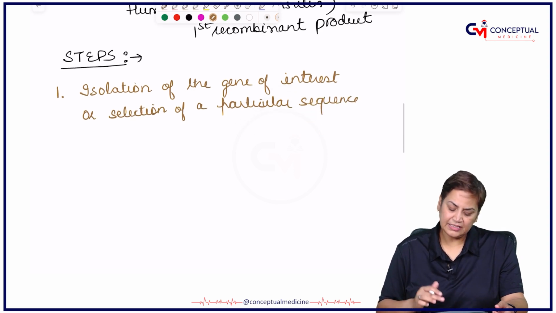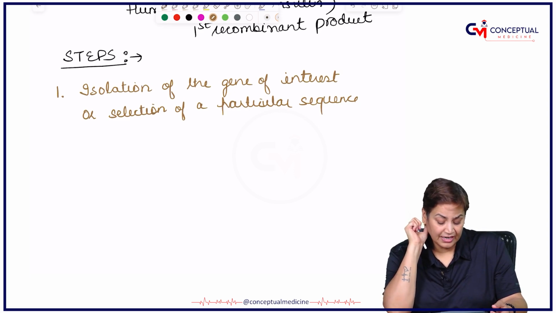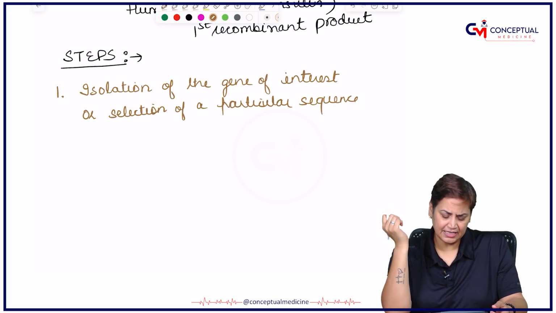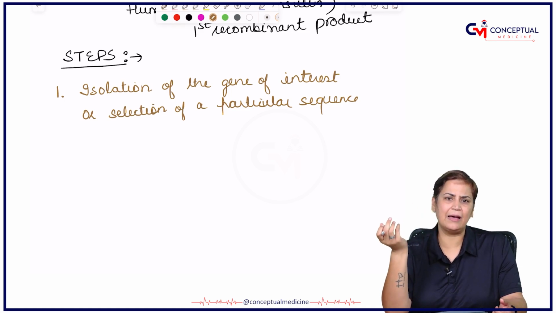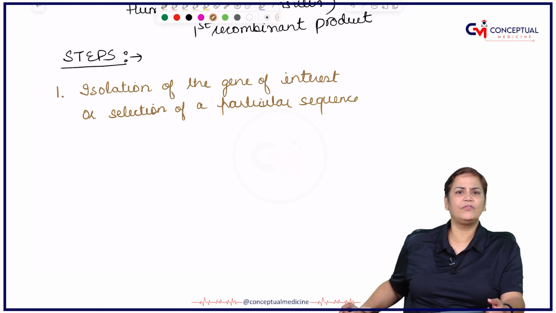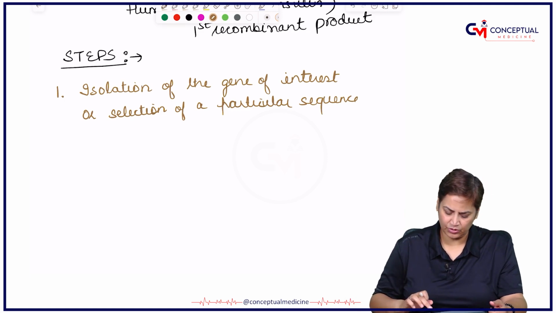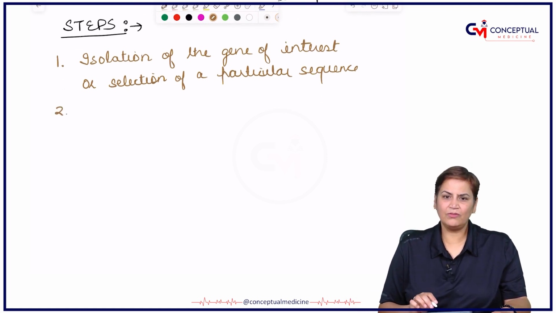Now, gene isolation and all is a very tough process, okay, I will explain each and everything one by one. So, first of all, we have to see which gene is absent in that particular individual or which gene is unable to express in that individual. So, first of all, we have to isolate the gene of interest or select a particular sequence.